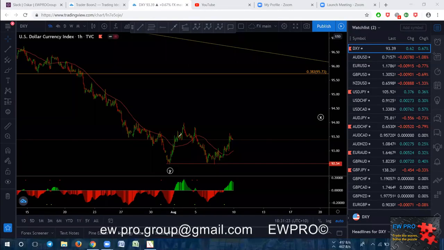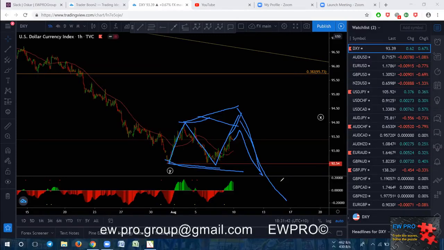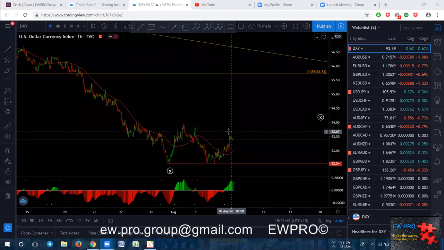On the H1, I'm looking at this A, B, and we get that C up before we get more downside, as a running or expanding flat. If it breaks this top, it'll be expanding. If it just goes up here and then falls over from here, it'll be a running flat for more downside. But I think we definitely want to look for the buy. Like, you definitely want to take this buy.